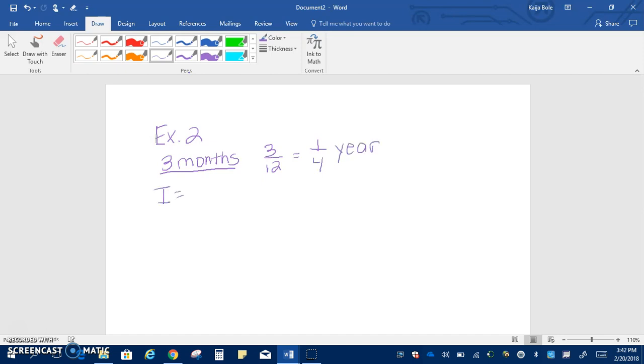So we have I equals our principal, which is $1,000, times our rate, which is 0.03, times our time, which is 1/4. So when you plug that in, you get $7.50.